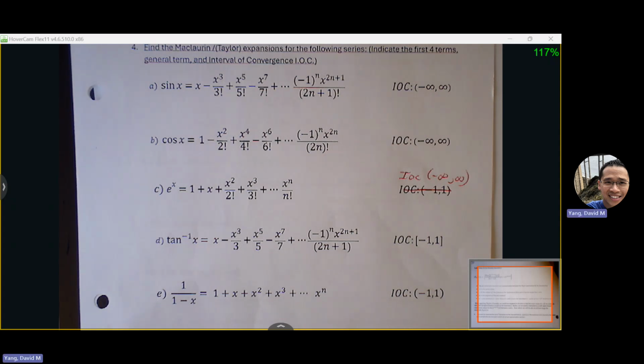Again, make sure that you have number 4, part C adjusted. My e to the x should be negative infinity to positive infinity, not negative 1 to 1. So I want to make sure that you all have that corrected. When you write your general term, you don't have to specify your summation, you just have to be able to write your rule.